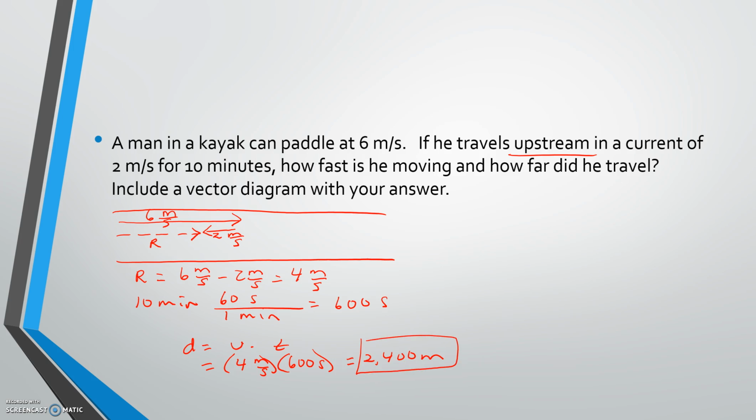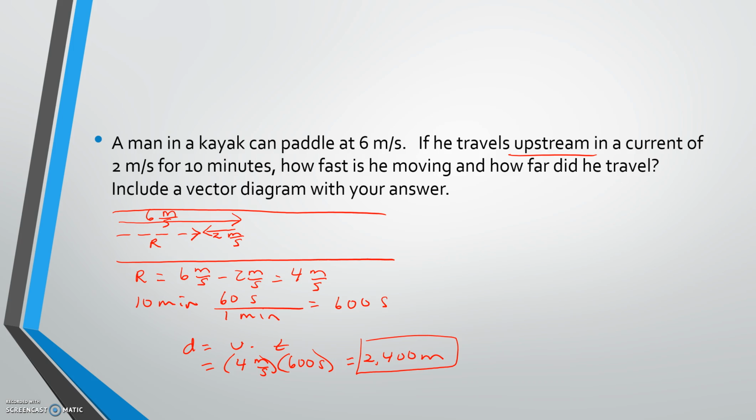So because in this problem, the man is paddling his kayak upstream or against the current, he's not going to be able to travel as far as when he was traveling downstream or with the current.